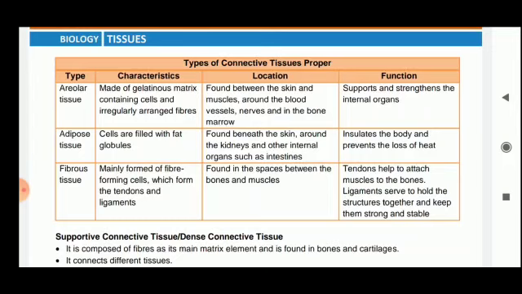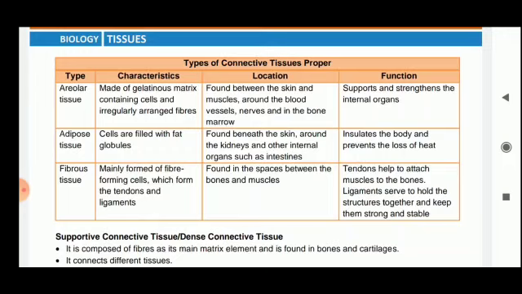They are formed of fiber forming cells. That means some kind of fibers are there. So the fibrous tissue cells are made of some kind of fiber or longitudinal cells which form the tendons and ligaments, and these are found in the spaces between the bones and the muscles.